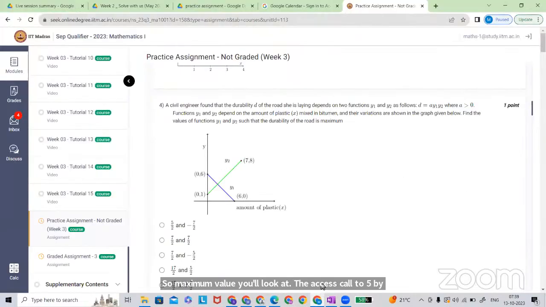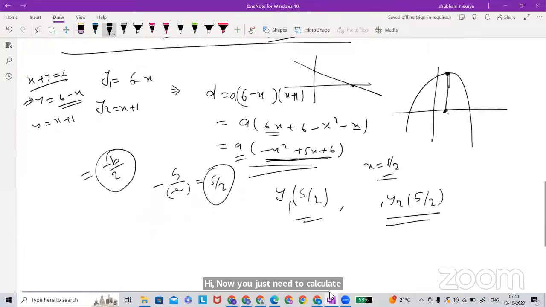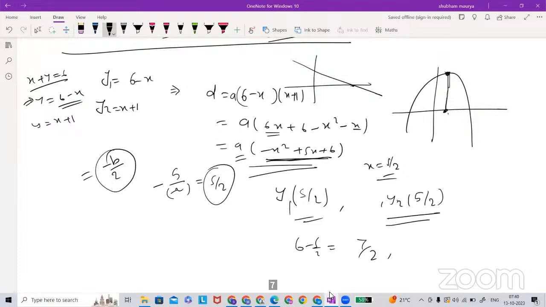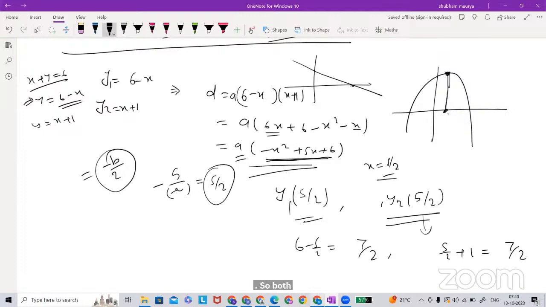So what is the question now? The values of the functions Y1, Y2 such that the durability of the road is maximum. So you now need to find Y1 of 5 by 2 and Y2 of 5 by 2. Now just calculate it. This is 6 minus 5 by 2, which is 7 by 2, and for Y2 it is 5 by 2 plus 1, which is 7 by 2. So both are 7 by 2.